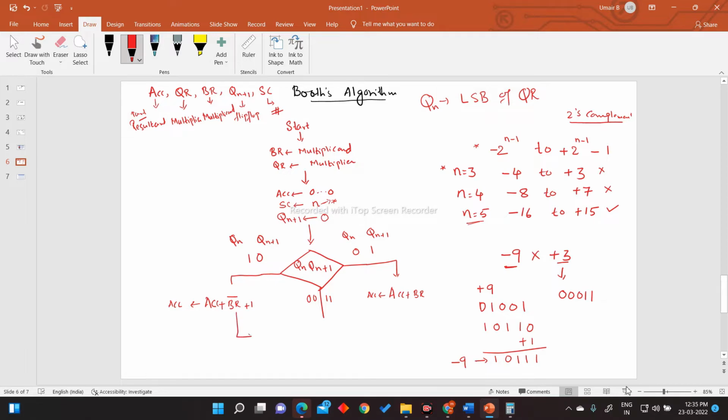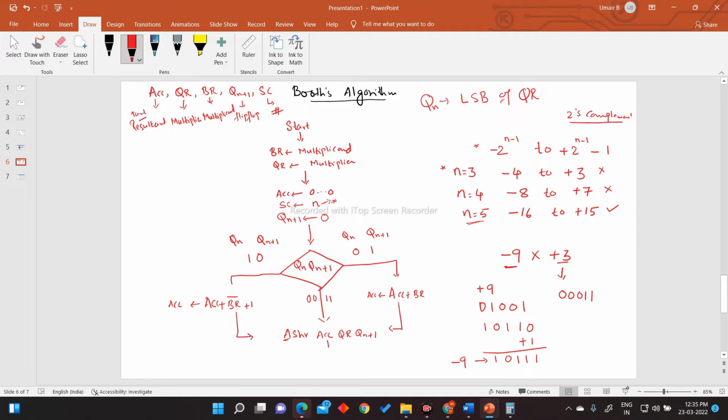Once this is done, the next step is that we have to perform an arithmetic shift right of the accumulator content, along with the QR register and the Qn plus 1 flip-flop. So all the bits involved in these three will be shifted right arithmetically. Remember that this is not a normal shift right, it is an arithmetic shift right. Arithmetic shift right means the empty bit is filled with the sign bit, not always 0. If the sign bit is 0, the empty bit will be filled with 0. If the sign bit is 1, the empty bit is filled with 1.